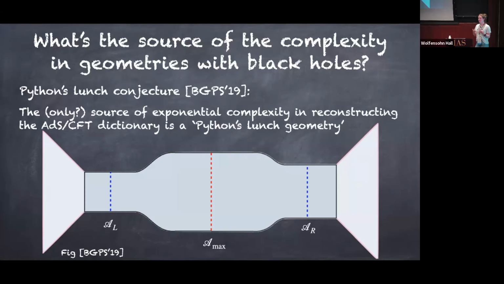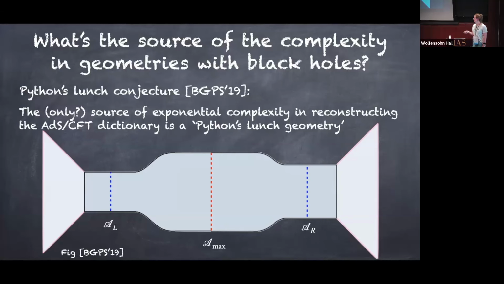So the original Python's lunch conjecture just said that the area between A_L and A_R should be hard to reconstruct. The strong Python's lunch conjecture says that this is the only source of exponential complexity in reconstructing the AdS/CFT dictionary. So the strong Python's lunch conjecture argues that if you don't have this sort of bulge geometry, then everything that's reconstructible in a particular boundary region should be so efficiently.